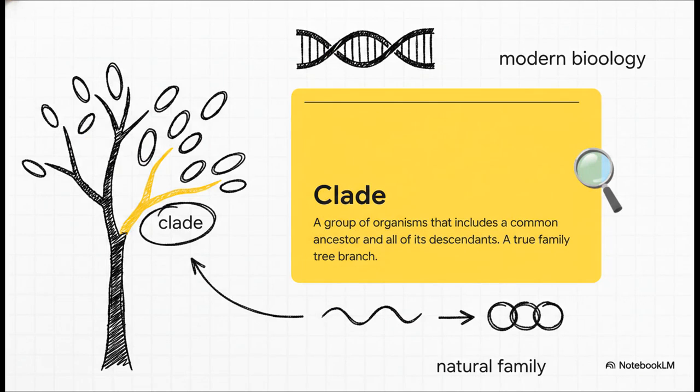And when we find a group that includes a common ancestor and all of its descendants, so one entire, complete branch of the tree, we have a special name for that. We call it a clade. And this is a true, natural, evolutionary family. Modern biology is really all about identifying these clades.